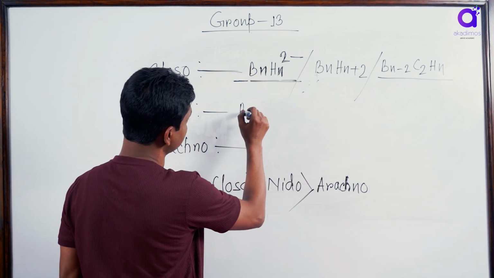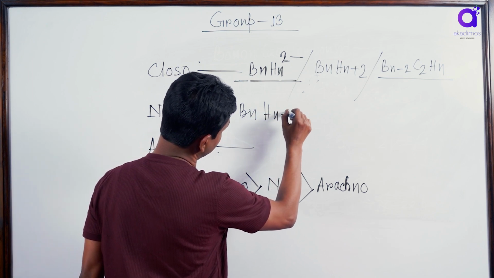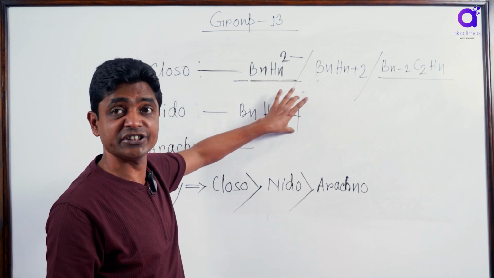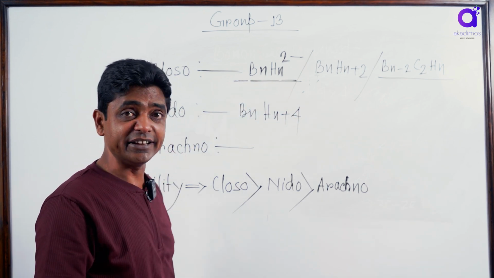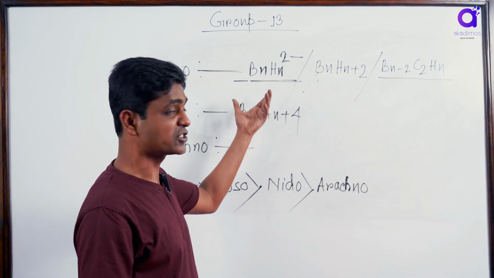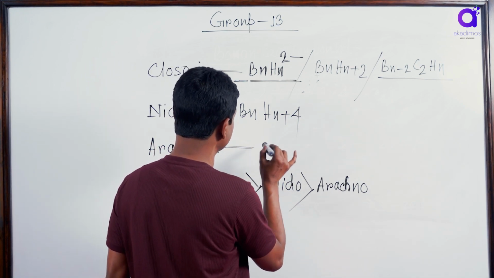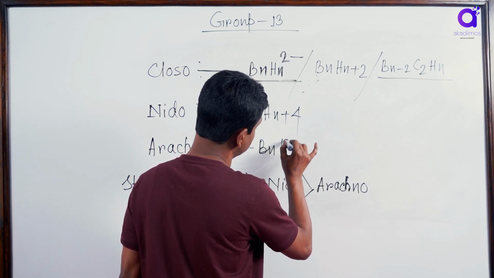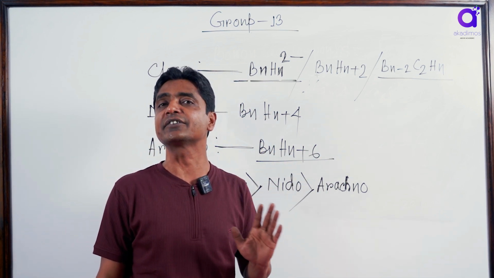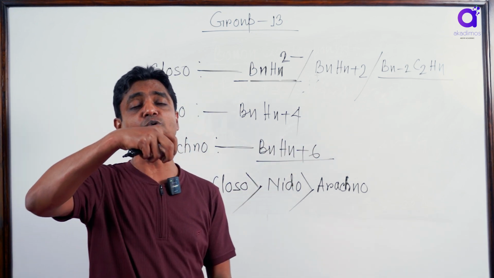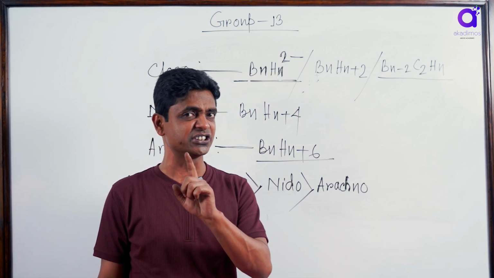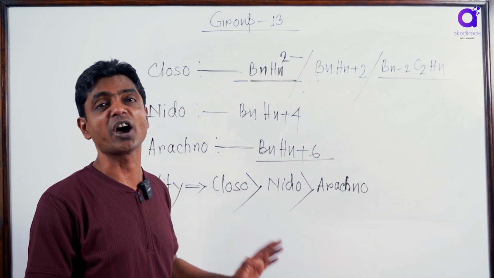Now the Nido structure has general formula BnHn plus 4, with 4n plus 4 electrons. If the general formula is BnHn plus 4, then it is a Nido structure. Nido means just withdrawing 1 vertex from Closo, and you get a Nido-like cage, with stability less than Closo. Arachno is the least stable borane structure, with general formula BnHn plus 6 and 4n plus 6 electrons involved in the cage compound. Withdraw 2 vertices from a Closo structure and you get an Arachno structure, the least stable structure of boranes.